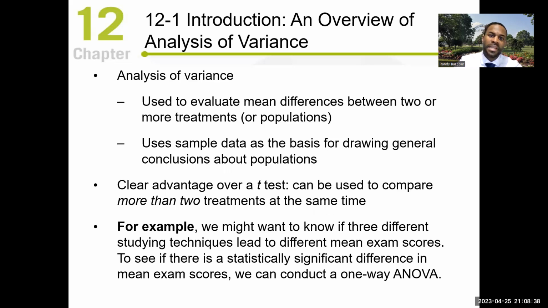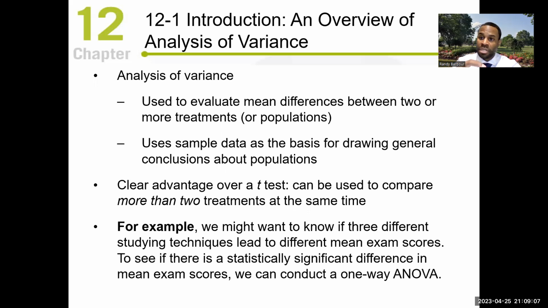So we'll talk about why that's the case. All right. So what is analysis of variance? Analysis of variance is also called an ANOVA, a one-way ANOVA. So in this class, we'll introduce the ANOVA. But again, we're still looking at significant differences between independent groups. And so we use the analysis of variance to evaluate these mean differences between 2 or more treatments.